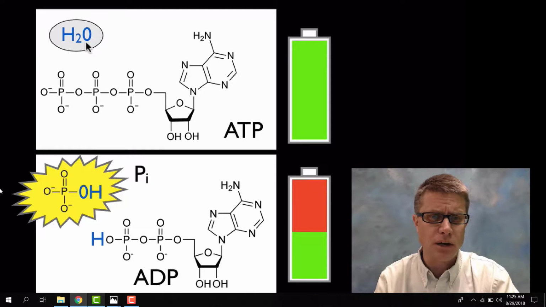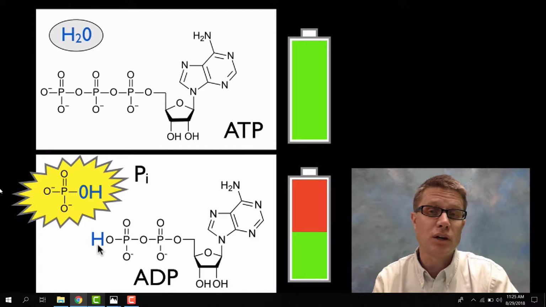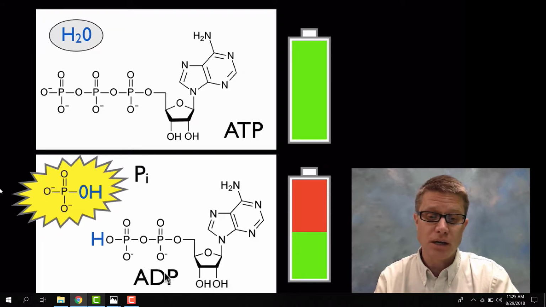And so let's look at what's going on here. So if this is water, that water will break this last phosphate group. In other words, we're going to add an OH on one side and H on the other side. Remember, we call that hydrolysis or breaking with water, and we create ADP. Now we have just 2 phosphates here. Well, what happens to that third phosphate?